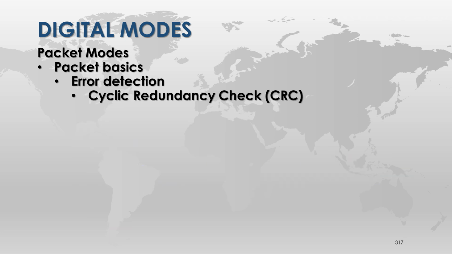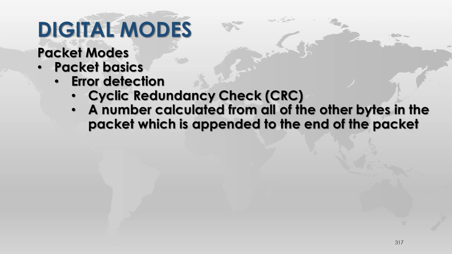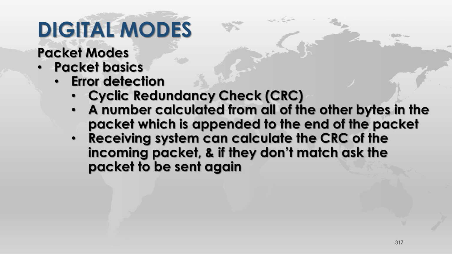Basics, error detection, cyclic redundancy check, CRC. A number calculated from all the other bytes in the packet, which is appended to the end of the packet, which sounds to me like a checksum. And CRC is essentially another way to say checksum. The receiving system can calculate the CRC of the incoming packet, and if they don't match, ask the packet to be sent again.